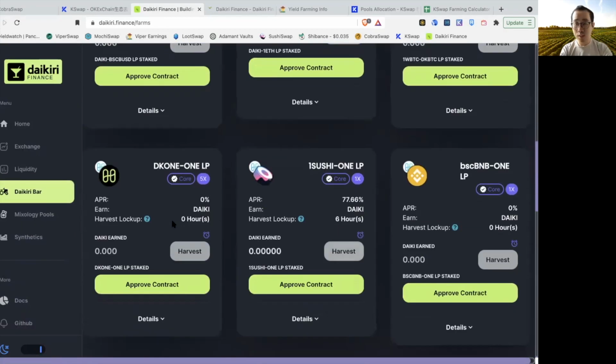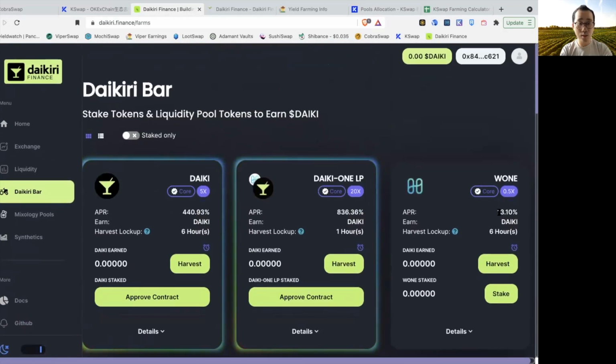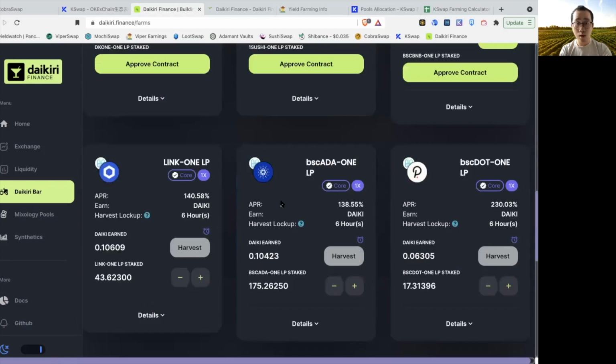When you stake your tokens in the Daikiri bar, you earn this token called Daiki. You can sell it anytime after your harvest lockup. So the harvest lockup, instead of 6 months like ViperSwap, is only 6 hours. So essentially you can do this every day, you can compound it every day, take out your Daiki, sell it into your desired token pair, and repeat the strategy that we mentioned in our previous video.